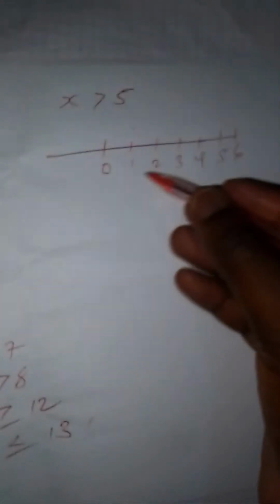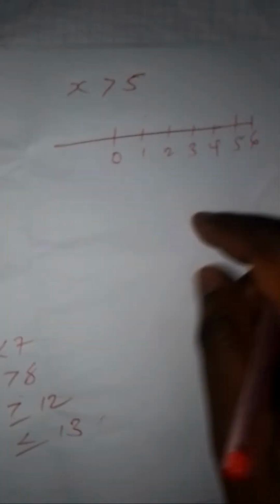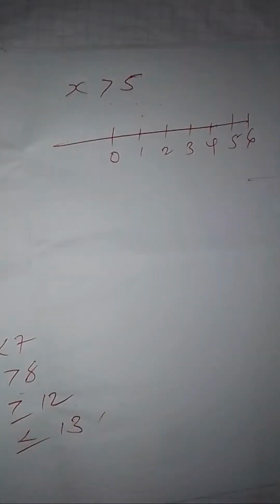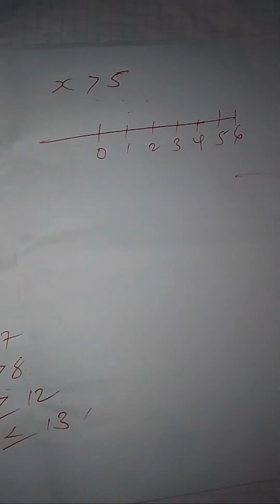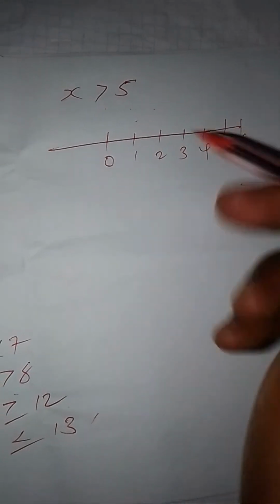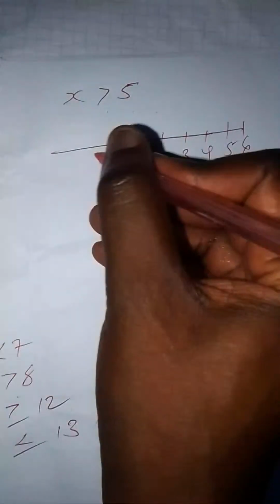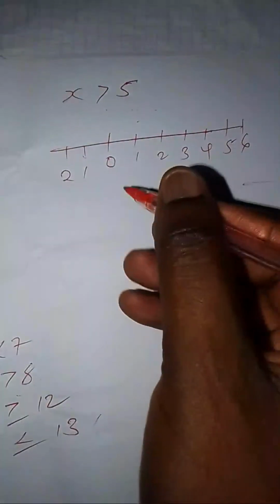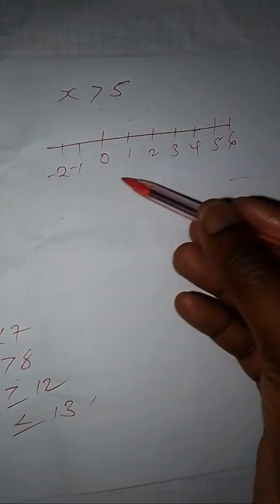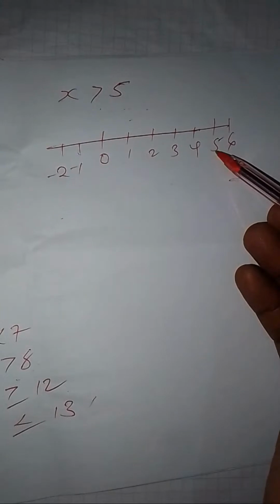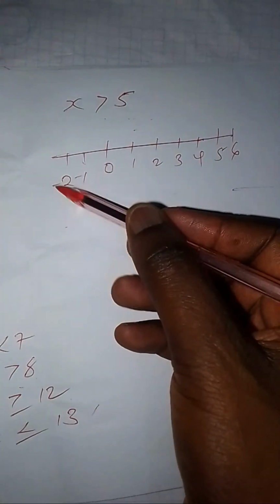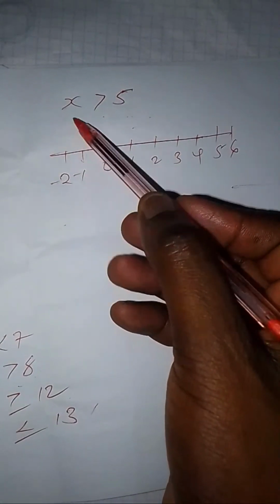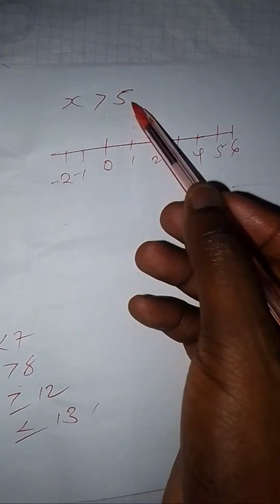So this is a number line. Because we are heading towards the right, we expect the numbers to be positive. From 0 towards the left, 1, 2, we expect these numbers to be negative. All the numbers from 0 heading towards the left are negative. So I want us to represent x greater than 5 on a number line.